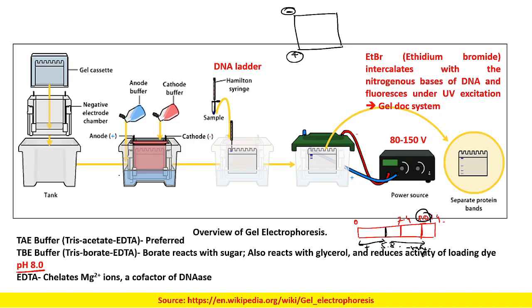Okay. So the preferred buffer is TAE buffer. TAE means tris acetate buffer. It also contains EDTA. And the second buffer is TBE buffer, tris borate EDTA buffer. However, we use tris acetate buffer commonly as compared to the TBE buffer. Why? The reason being, the borate reacts with the sugars present within the nucleic acids, and they can interfere with the analysis. Secondly, it also reacts with the glycerol which is present in the loading suspension.